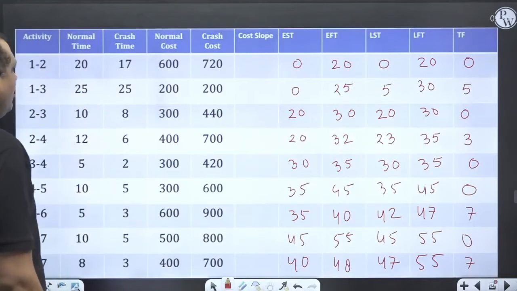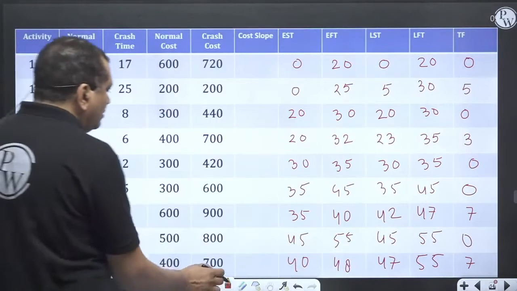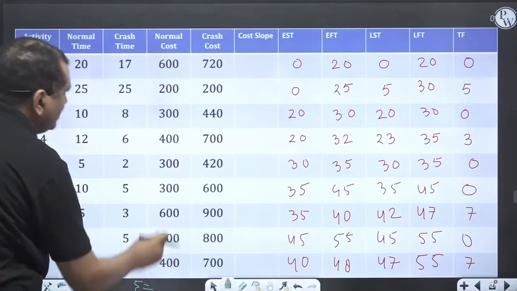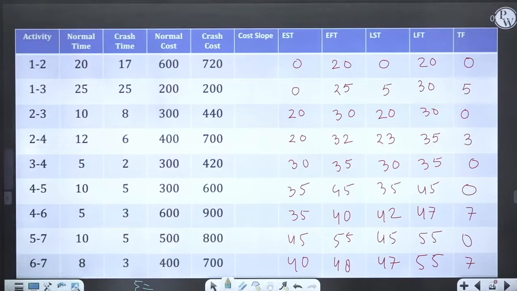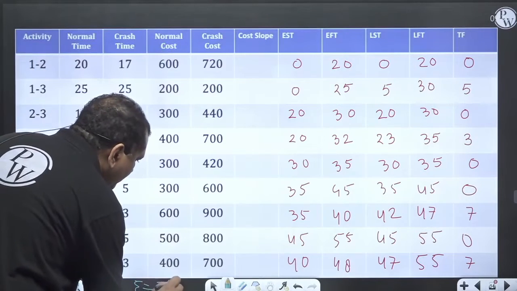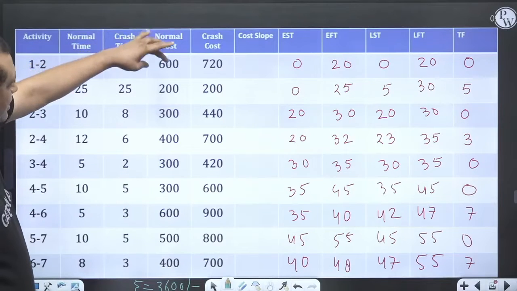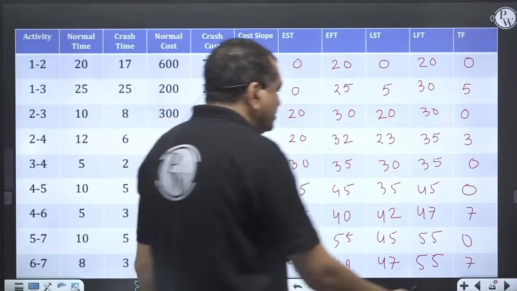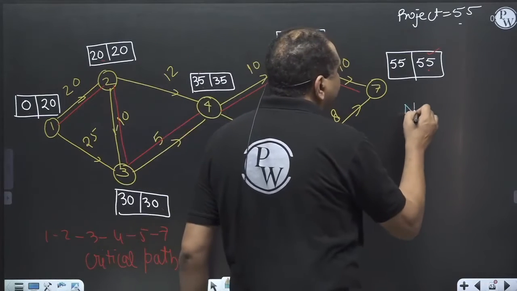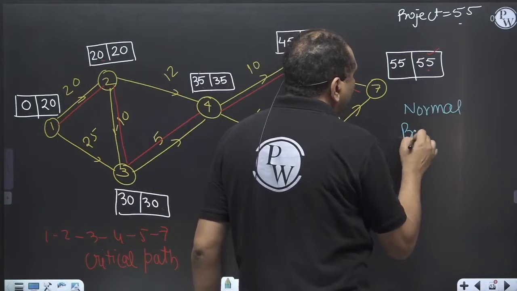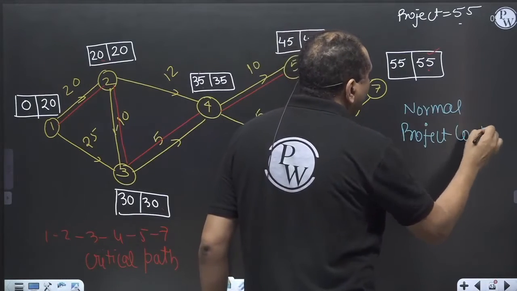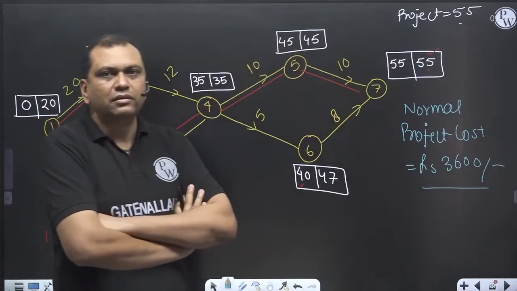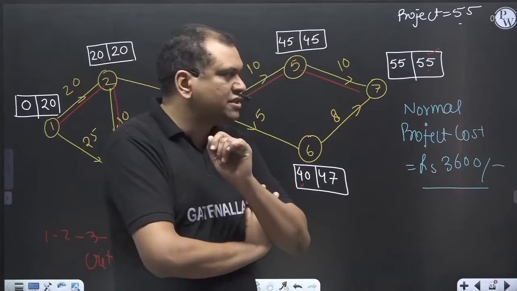And the normal project cost, if you add everything, this summation becomes the normal project cost, that is rupees 3,600. If you add everything, it becomes 3,600. So normal project cost is rupees 3,600. Okay, normal project cost is 3,600 rupees.